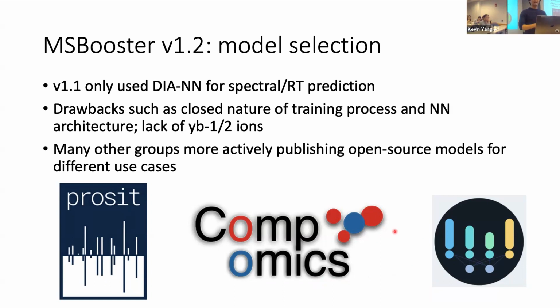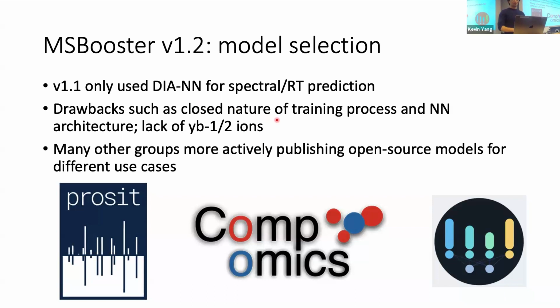Yeah, so that's kind of like the bulk of what that first paper was about. But I think there's a lot of cool applications for MSBooster besides that. So one thing that I'm working on right now, and the manuscript is in progress, is this idea of model selection. So in version 1.1 of our tool, we only use this tool called Diane for our spectral and RT predictions. But there's some drawbacks to Diane because it wasn't really meant to be a prediction tool. It's used for different applications truly, and the prediction module was just one part of that. And so because of that, it's not optimized for this sort of thing.